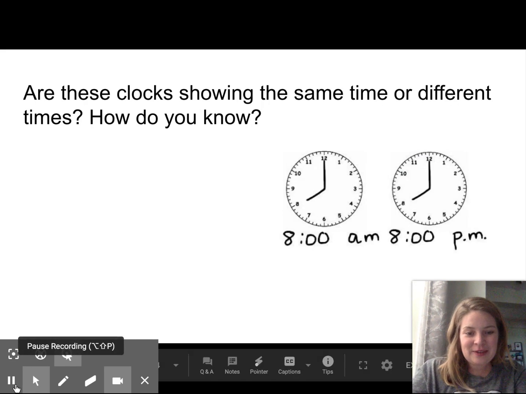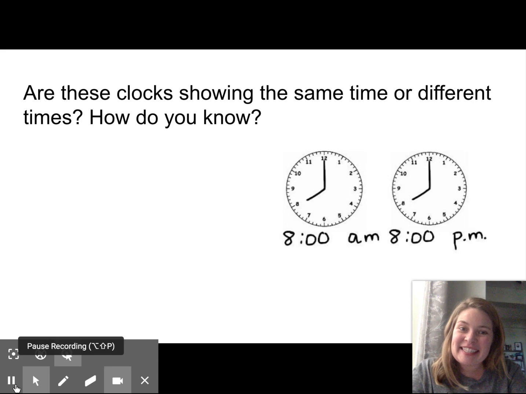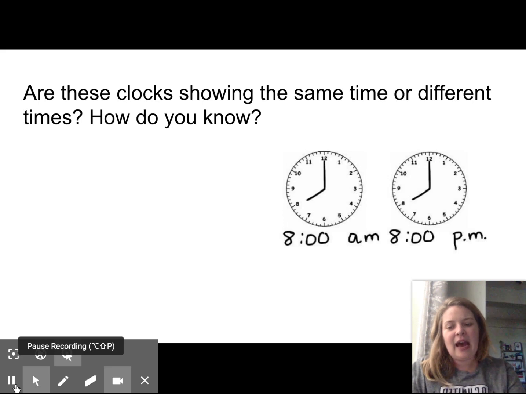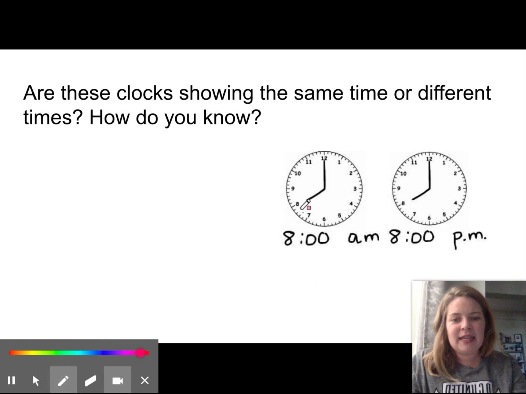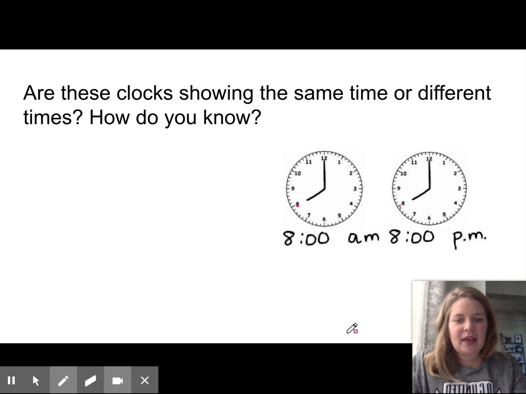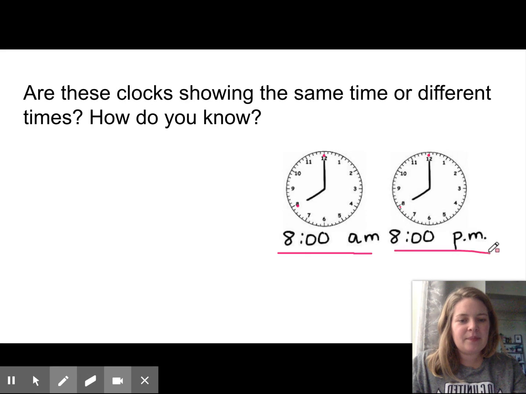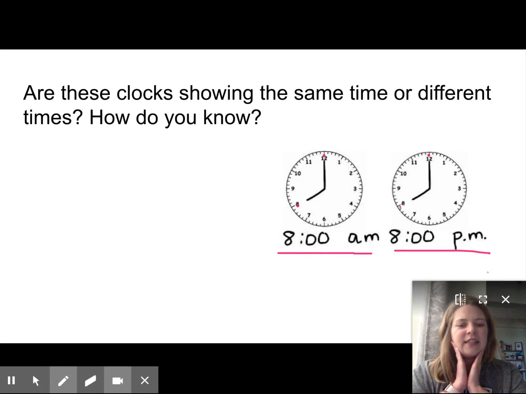Here is a really tricky question, and I wish that we could be together so I could hear your amazing responses. These clocks look to me like they could be saying the same time. I see that the hour hand for both of them is pointing to the 8, and the minute hand for both of them is pointing to the 12, which means it's 0 minutes. So it says 8 a.m., 8 p.m. Are these clocks the same or different? Are they showing the same time or different times?